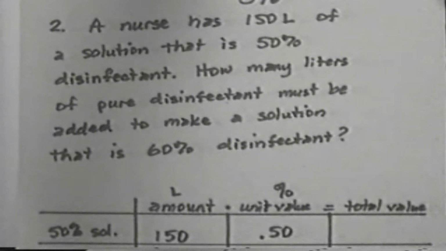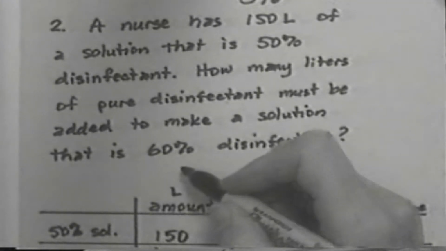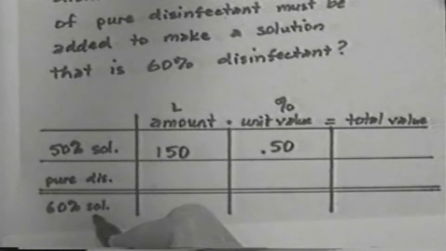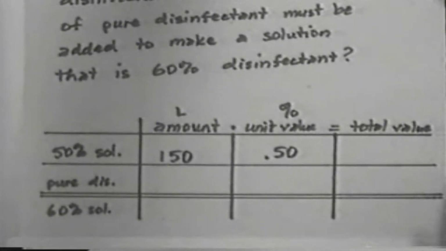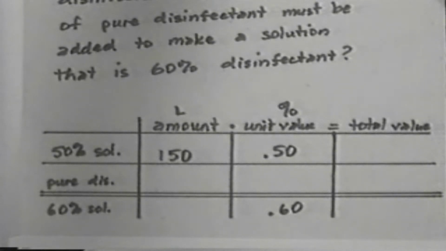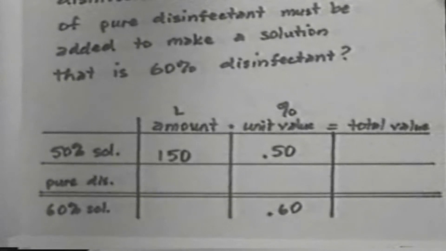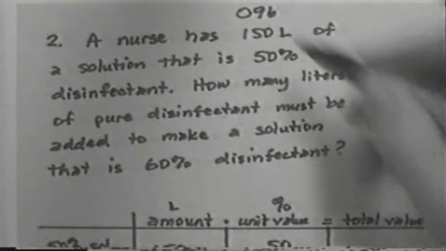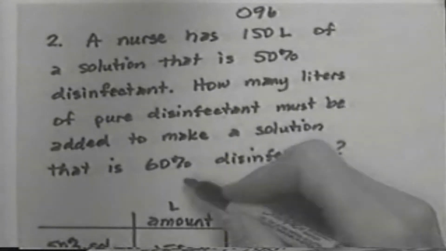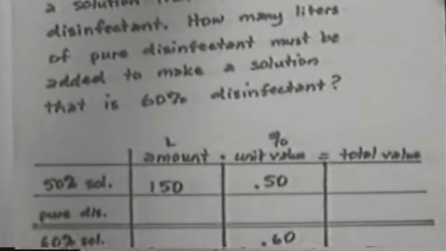The next number we see is 60%. The 60% is the new solution. We have it labeled here in our chart, 60%, and so the 0.60 is the unit value for that one. Now you realize that we have only three numbers this time, 150 liters, 50%, and 60%. Those are the only numbers that are printed out in this problem.